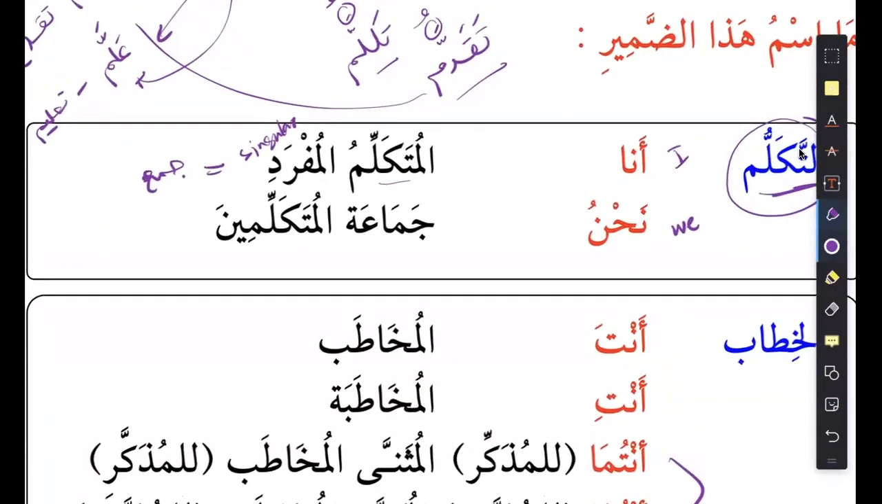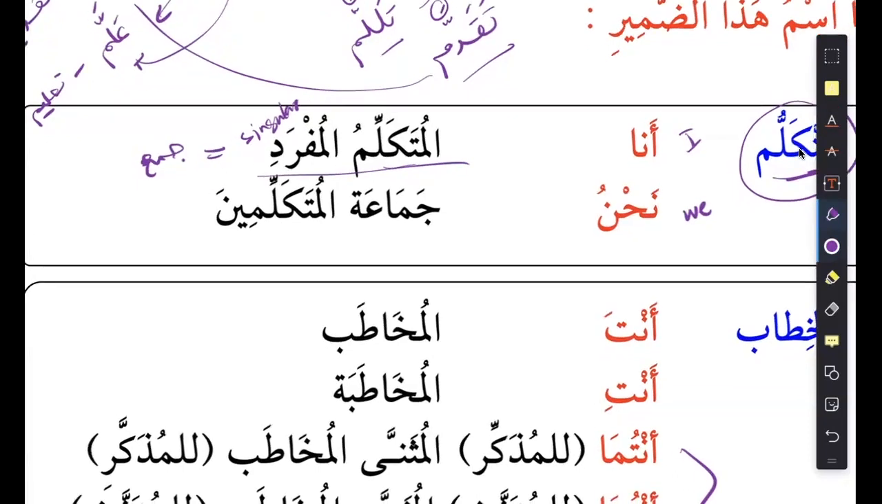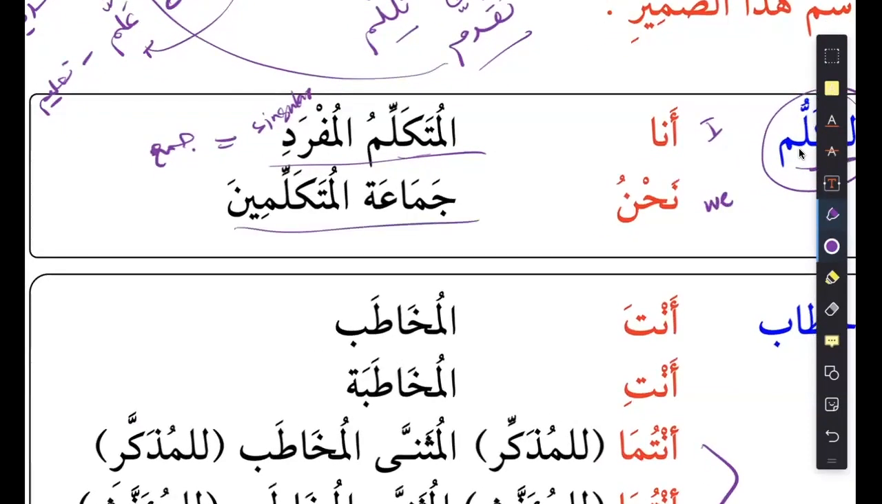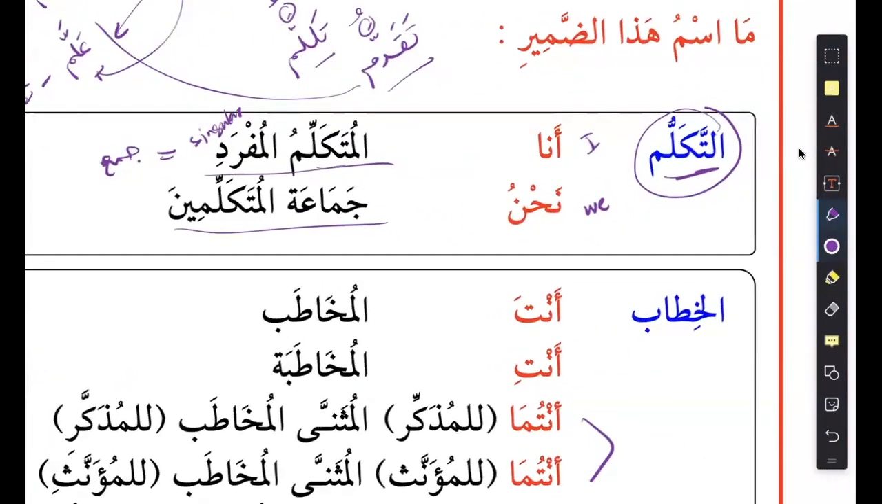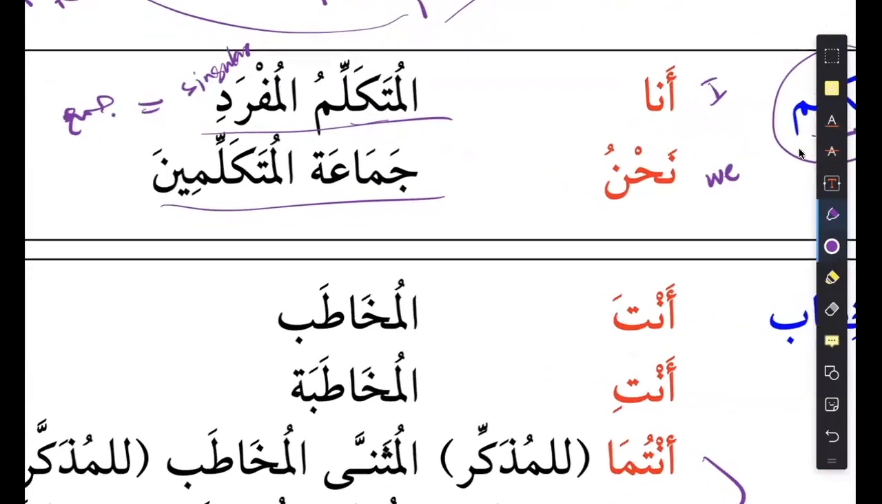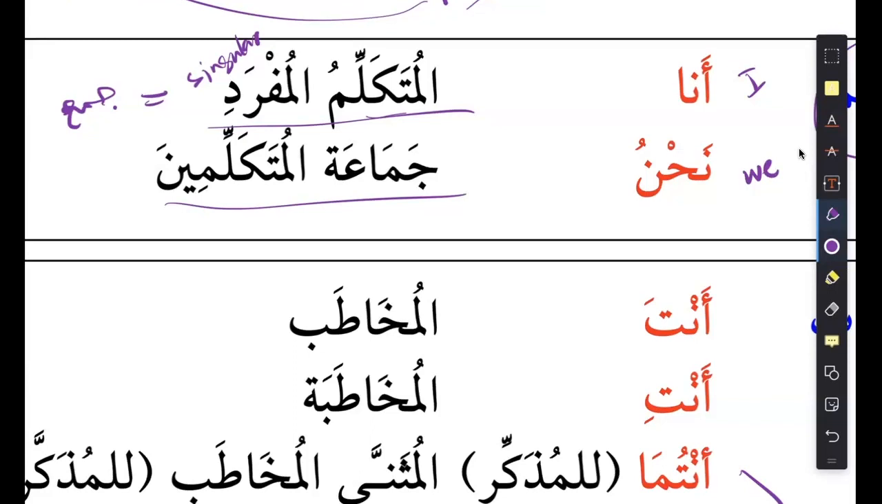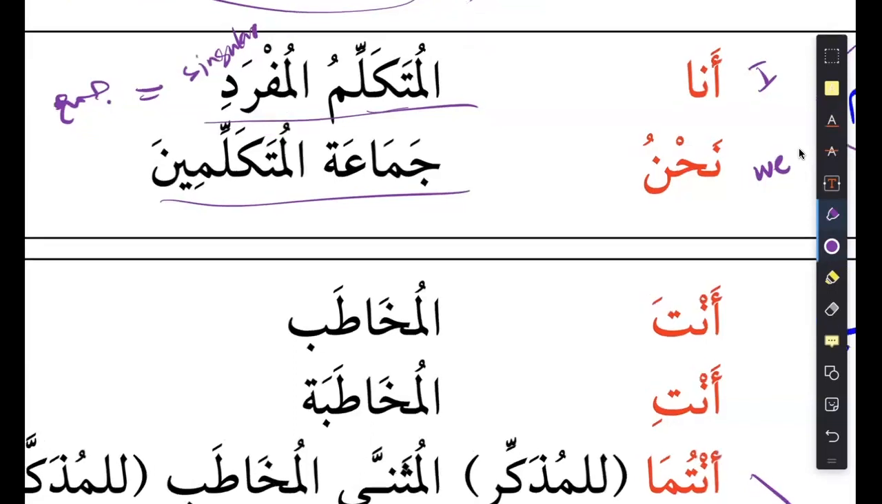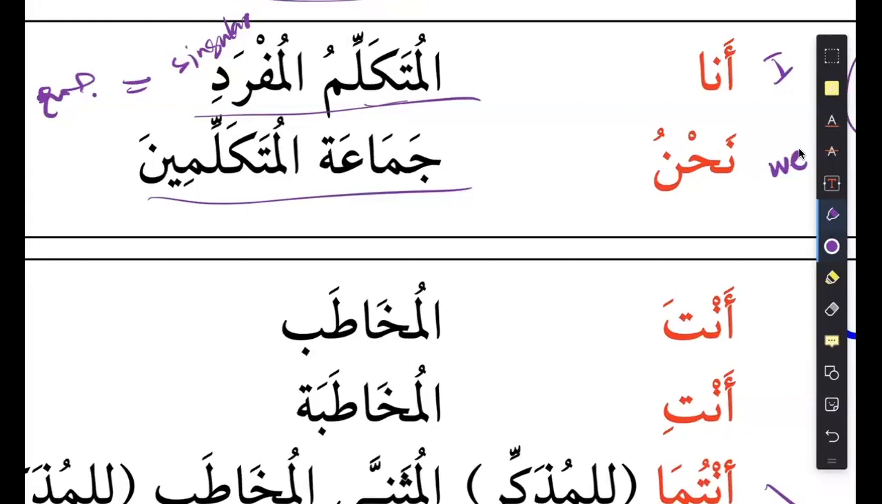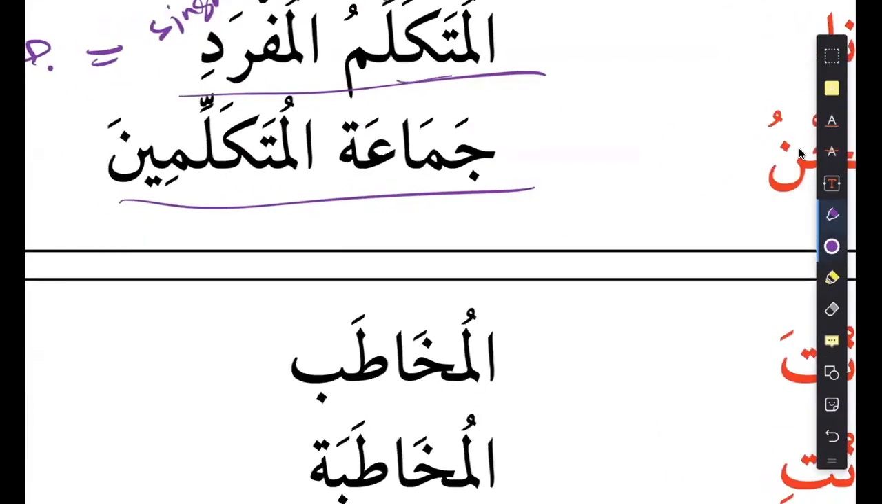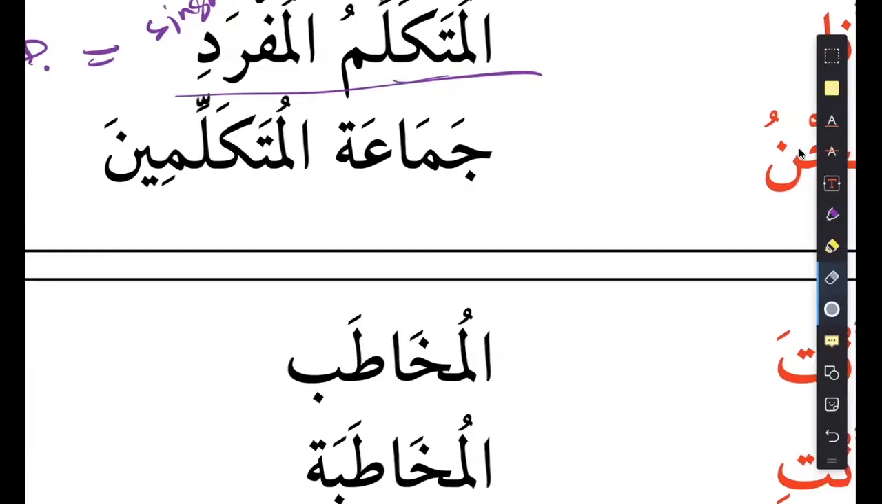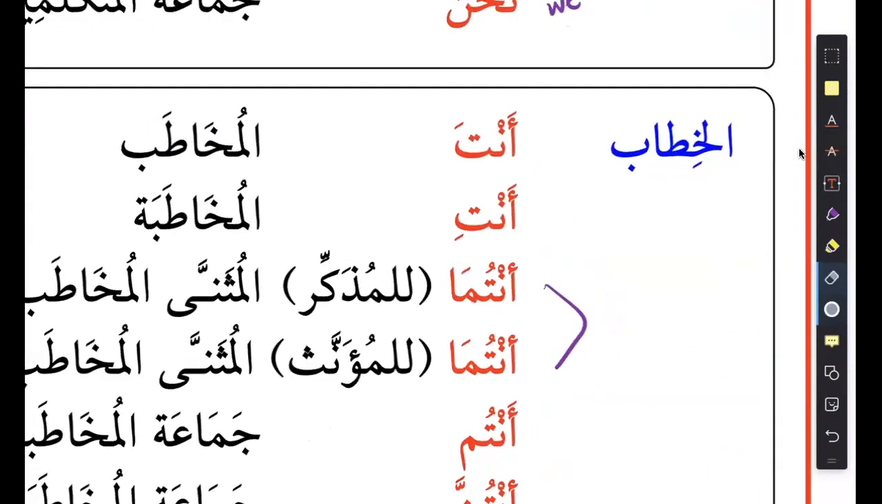Jayyid. So we have al-mutakallim al-mufrad. So this is first person singular. Then we have jama'atul mutakallimin. So when we say nahnu, of course it's more than one. So it's not a singular, it's not mufrad anymore. So it's jama'a. Jama'a is a group. Jama'atul mutakallimin is the first person plural. But direct translation or literal translation would be group of speakers. Mutakallimin is speakers, which is first person plural. Make sense? Al-Khitab. Khitab is the second person.